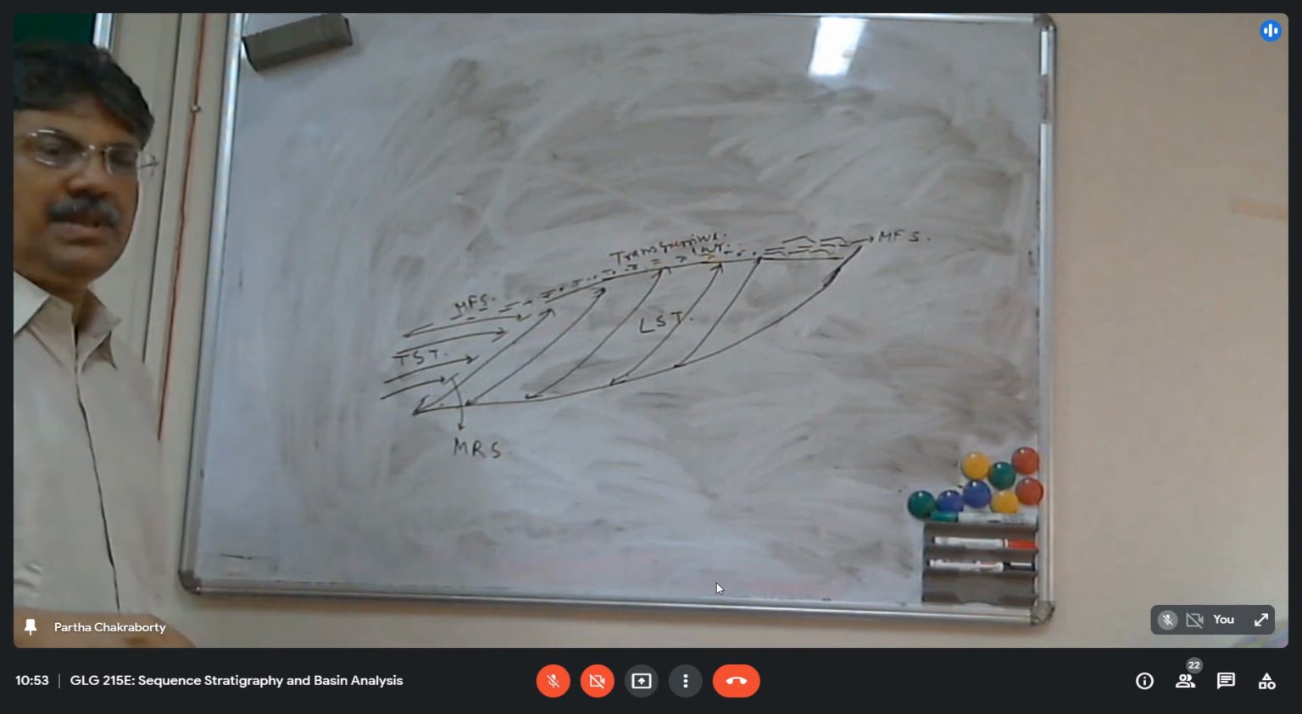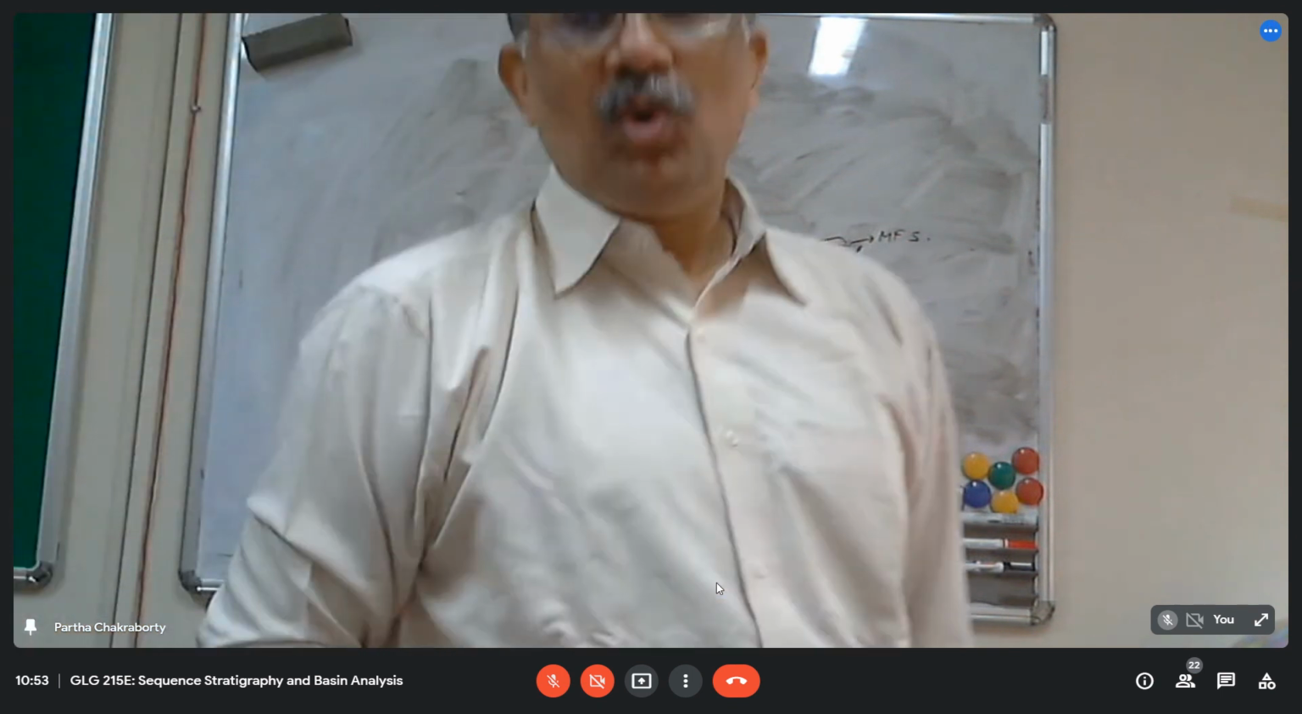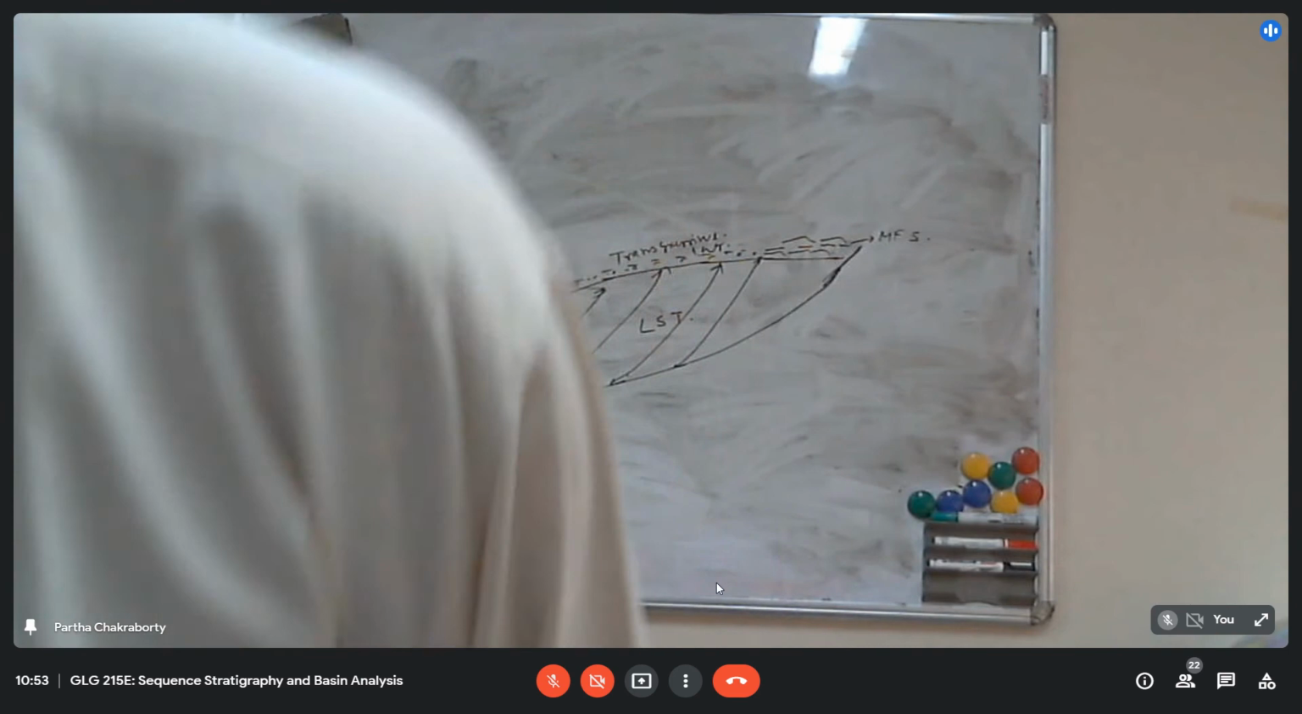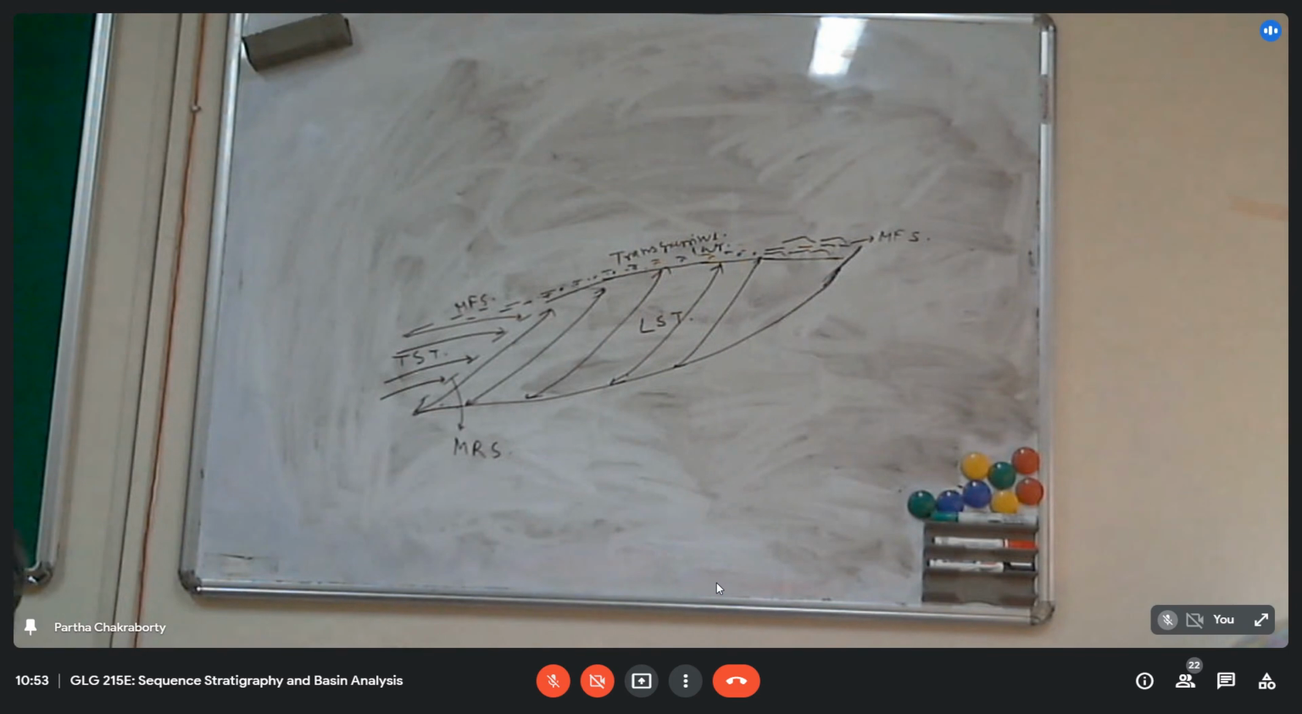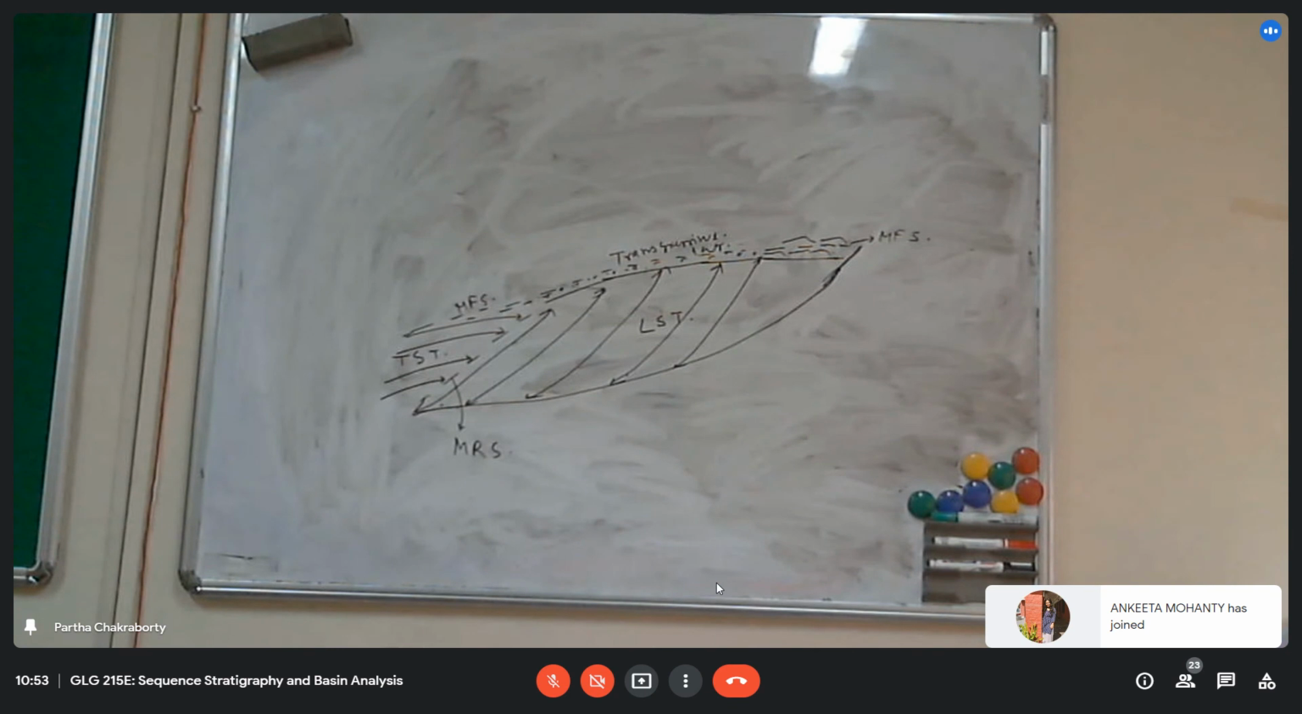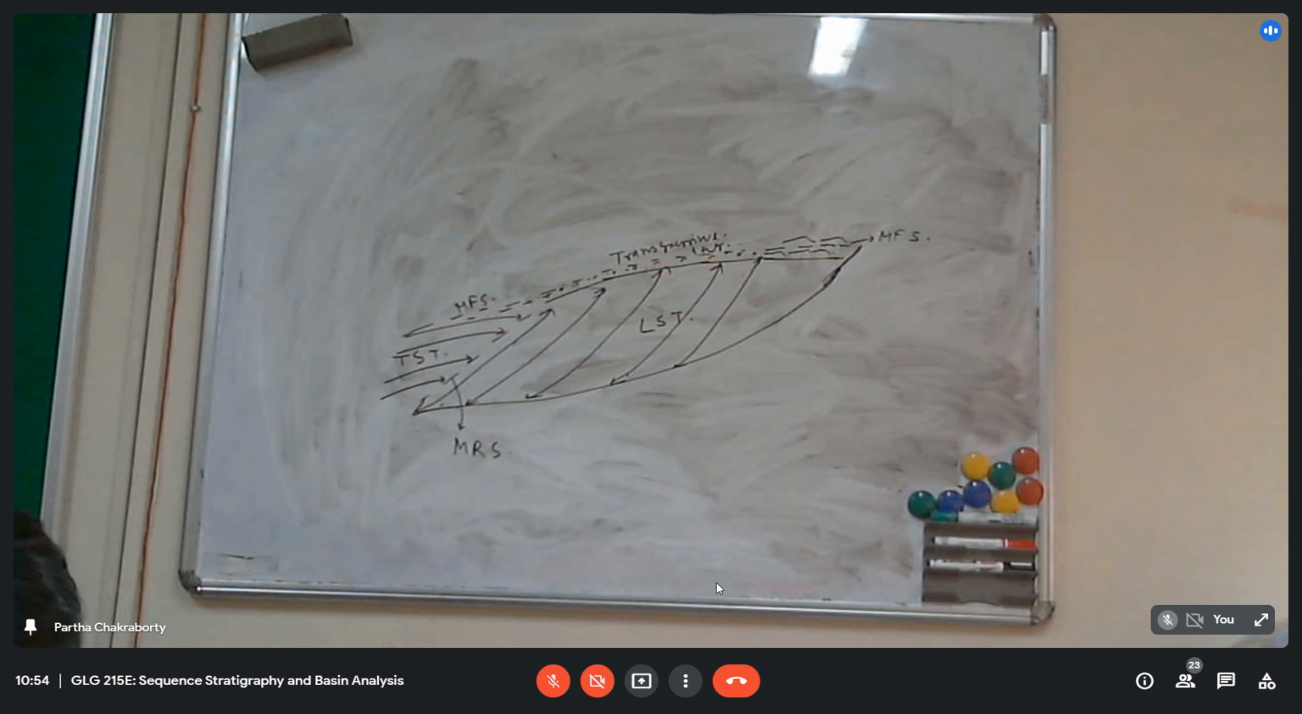This is a simplistic diagram which is showing how, with respect to the underlying lowstand systems tract and the overlying MFS, the transgressive systems tract is developing. Okay? Are you understanding what I am saying?